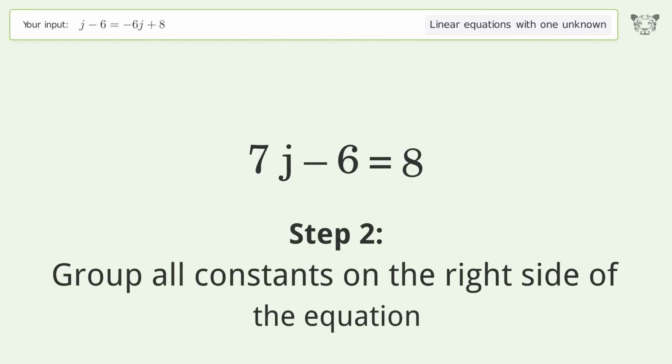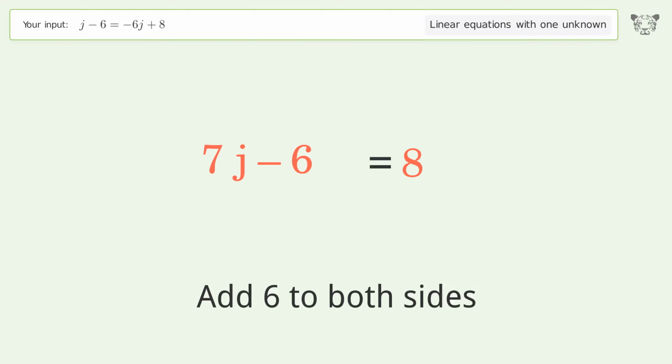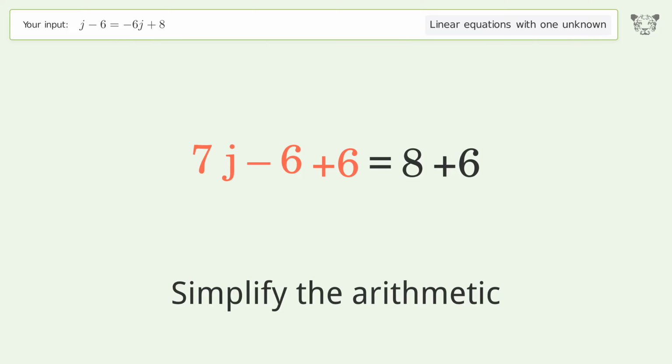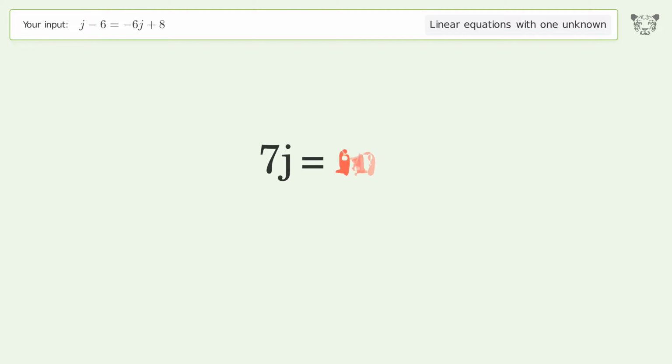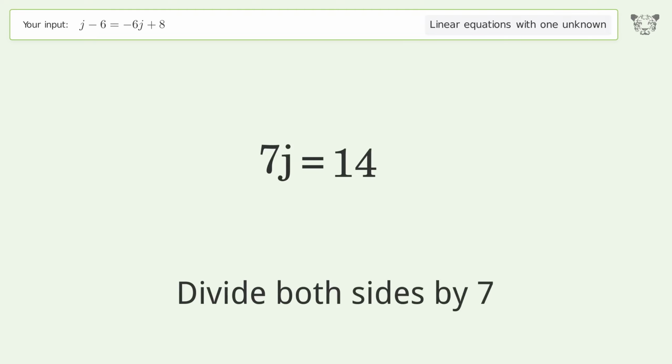Group all constants on the right side of the equation. Add 6 to both sides. Simplify the arithmetic. Isolate the j. Divide both sides by 7.